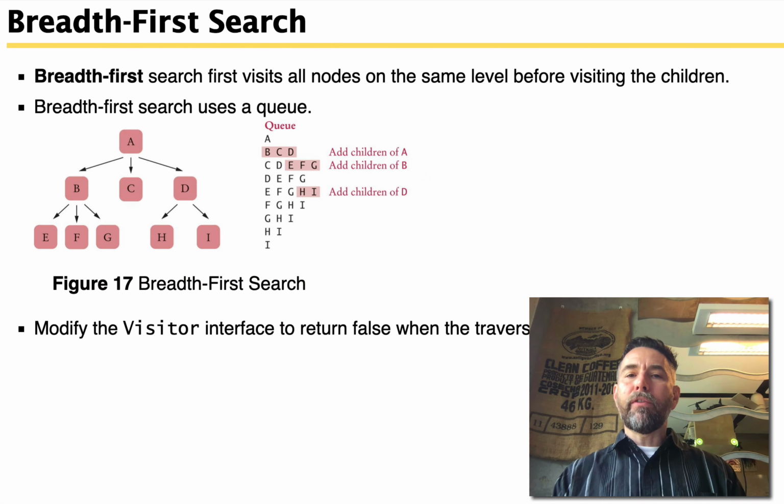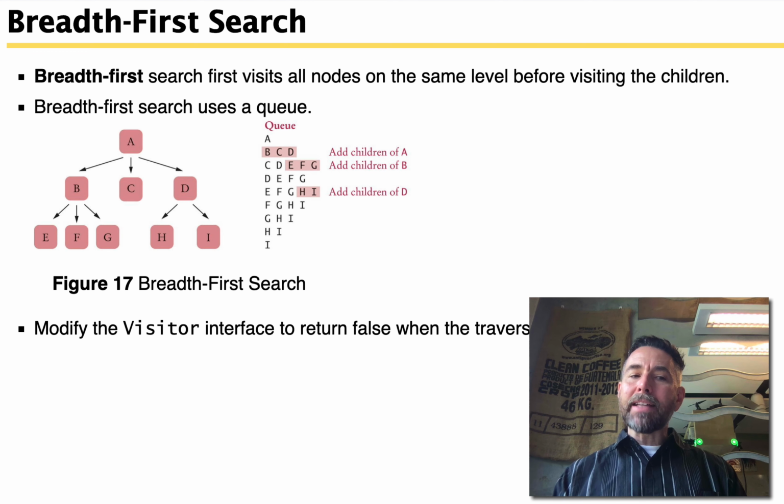Alternatively, if we would prefer to go through in breadth first order, meaning going across row by row rather than going deep first, we can do the same algorithm, but instead of keeping track of our nodes in a stack, we can keep track of them in a queue. So we would start with our root node A, we would process A and then add its children to the queue, B, C, and D. Now we pull the first thing off our queue, which is B, and we add the children of B to the end of our queue, E, F, G.